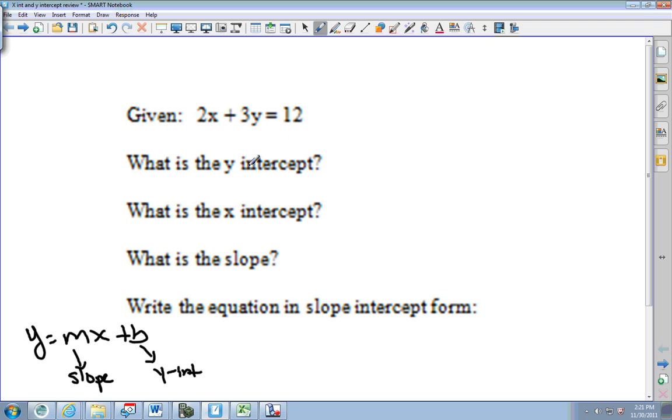Okay, to find the y-intercept, you need to remember that the x number is going to be 0, and you need to find the y number. So on your paper you can just cover up this 2x, because 2 times 0 is 0. I'm going to color it in because I can erase it. You don't want to do that on your paper because you want to remember what that is. So I'm going to have 3y equals 12. I'm going to divide by 3. Y equals 4. So my y-intercept is going to be (0, 4).